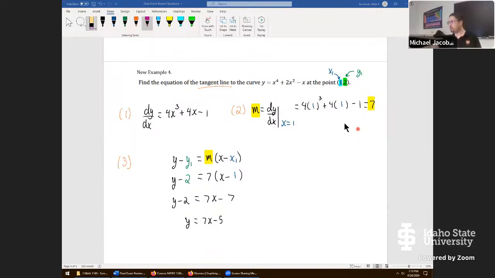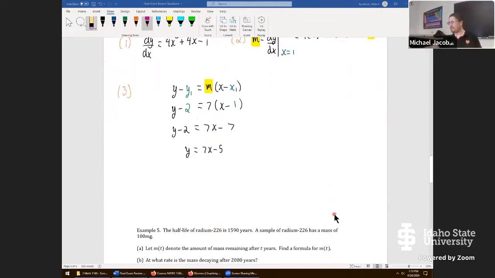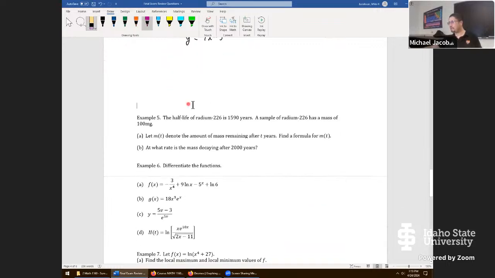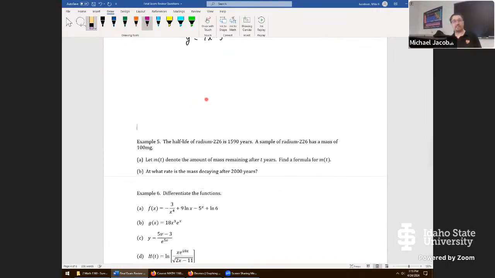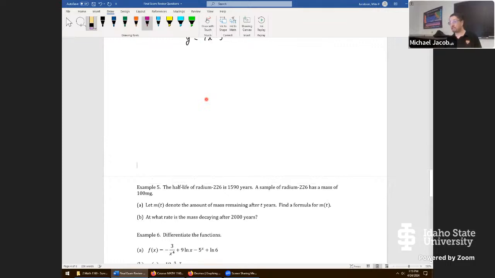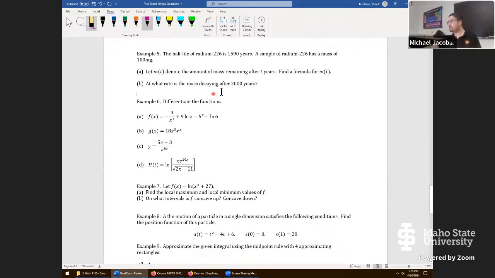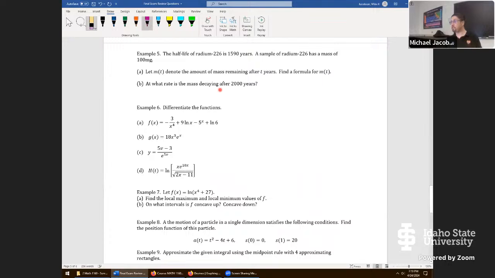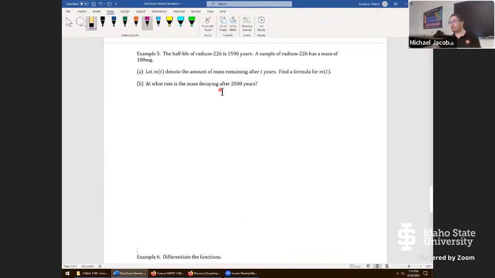Okay, so let's keep on going. These are not necessarily in order, but I think they are mostly. Next thing we've got here is, yeah, they're definitely out of order. This one is an application problem. We're in the section of dealing with exponential growth, exponential decay. And this is a good time to remind ourselves, you will need a calculator for this exam.